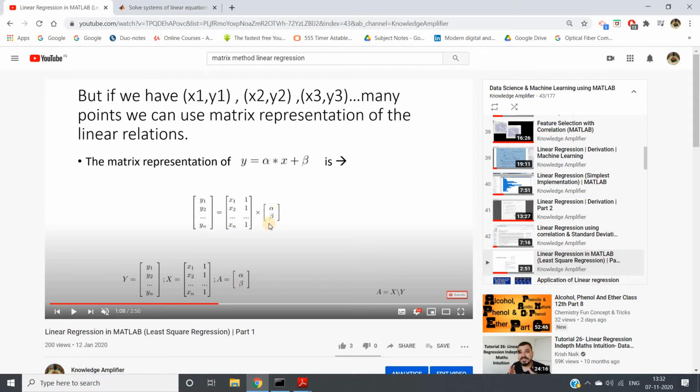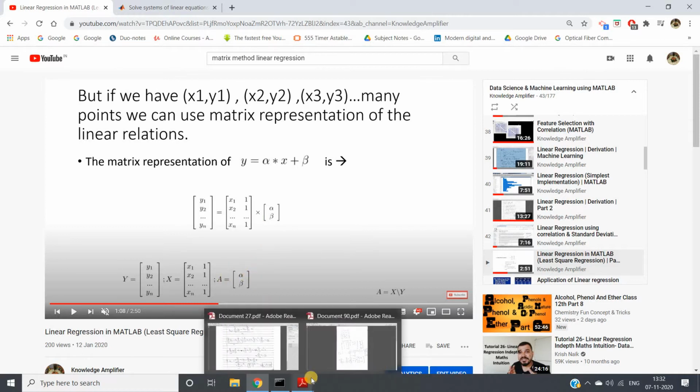Now the question comes: I have not shown you that using this, the error can be minimized. In this video I am going to show you that if you express it like this using the matrix method, then take the inverse and get the alpha and beta values, for those alpha and beta values the error will be minimized. That's what I am going to show you, because I have not done this derivation yet.